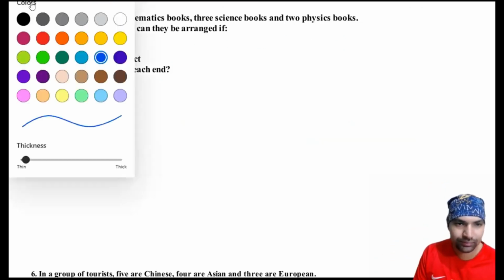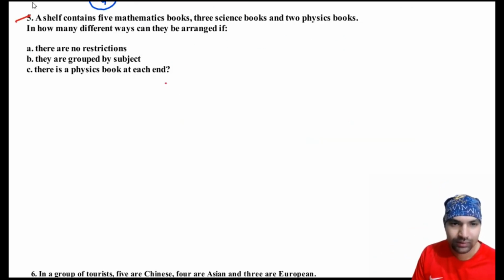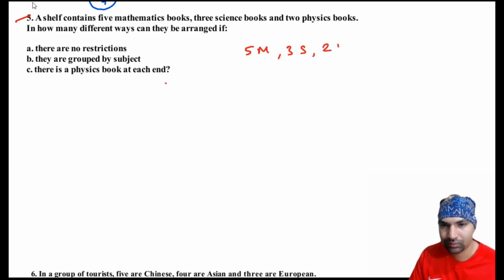We have, let me use a different color here. A shelf contains 5 mathematics books, 3 science books, and 2 physics books. So this data we have, and the total is how much? Always mention the total. 5 plus 3 plus 2, total 10 books are there. Okay, this is given to us.